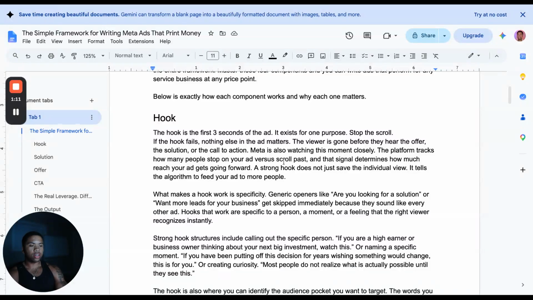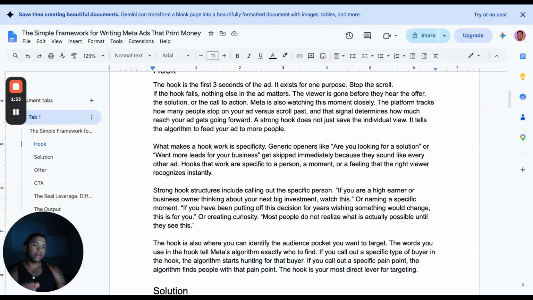And Meta is also watching this moment very closely. The platform tracks how many people stop on your ad versus scroll past. It tracks how many 3 second views, and that signal determines how much your ad gets reached moving forward. A strong hook is first off going to get the individual view, but it also gives the algorithm the data it needs to feed more people your ad.